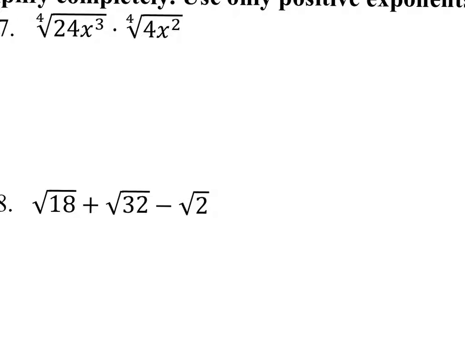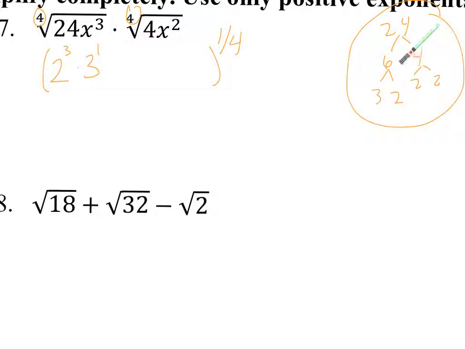This is still multiplying here, so I'm going to look at this. They have the exact same index. I'm going to write that as the 1/4 power. Both of these have the 4 index, so that's the 1/4 power. 24. 24 can be rewritten as 2 to the 3rd times 3 to the 1st. Again, here's my 24. That's where I did that.